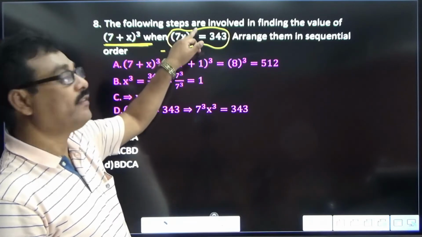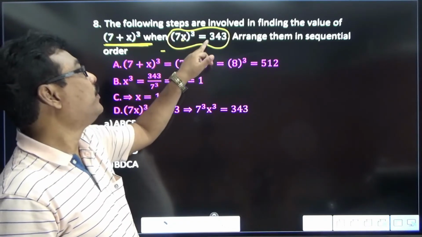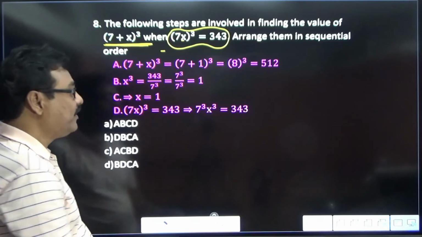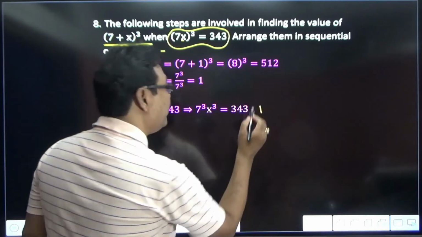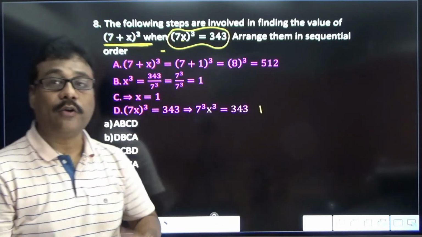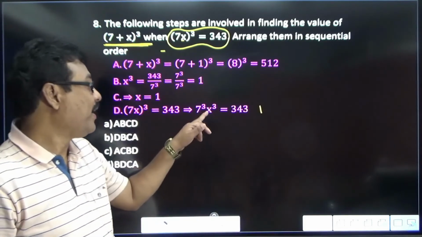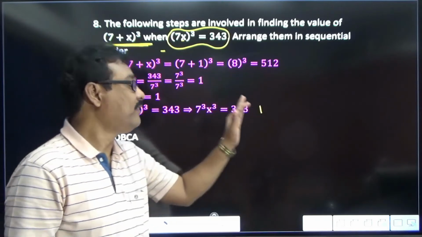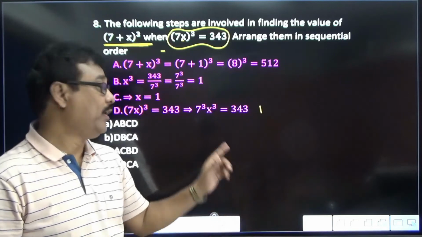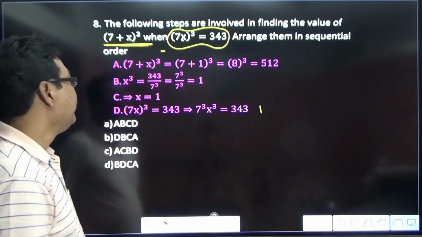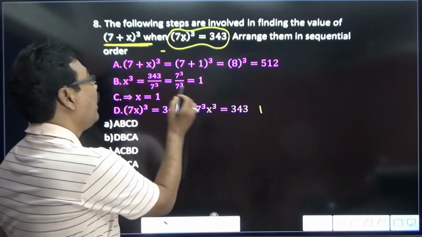7 cube into x cube is equal to 343. So that is written here. This is the first step. Next, what will we do? I will keep x cube on one side and take the other thing to the other side. That is written here: x cube here and the other things here.